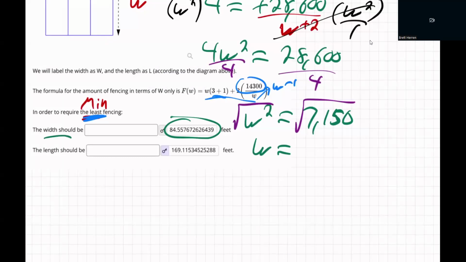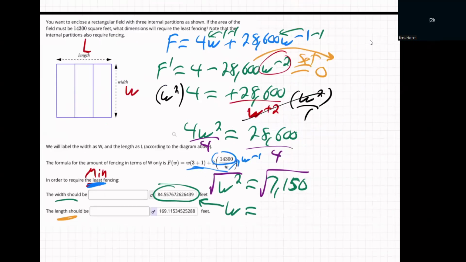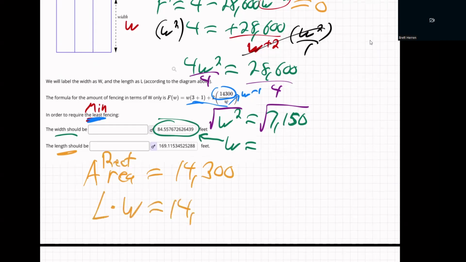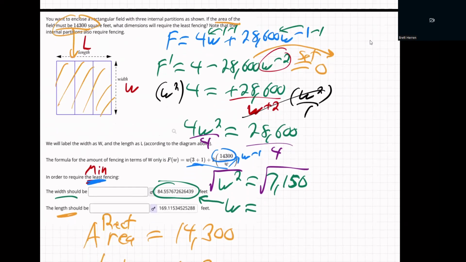Okay, now how do we find the length? They say they want the length. Well, where's the relation between width and length? It looks like we're going to have to use the area. It says the area must be 14,300. So area, and it's the area of a rectangle. Rectangular. What's the area of a rectangle formula? Length times width, right? This whole thing has to hold. The area must be 14,300. The length times the width, 14,300.